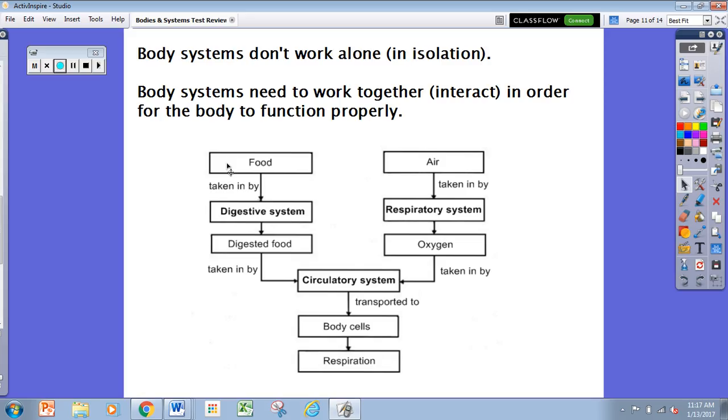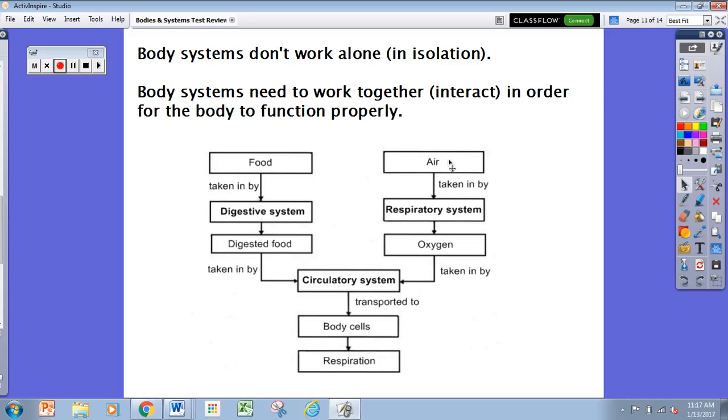So when you eat, food is taken in and broken down by your digestive system. Once the food is digested and the nutrients are available, they get absorbed through the walls of the small intestines, and then they go directly into the bloodstream, your circulatory system. And your circulatory system will carry those nutrients to your individual cells, and then cellular respiration occurs there in the mitochondria. And that produces waste, which is then carried away by the circulatory system.